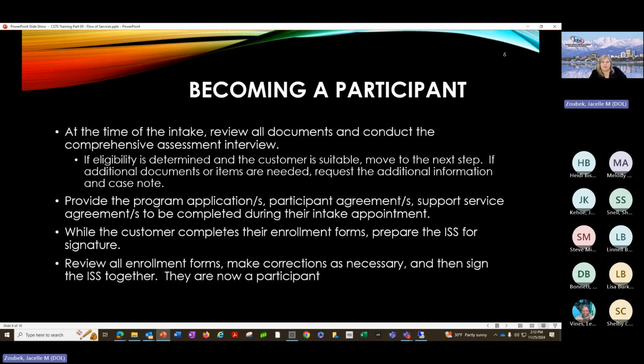Once they sign that ISS with you, they are a full participant. You can start counting money towards them, expending funds on them, whatever that may be. So they go from inquiring, asking about the program, and then being asked, we ask them to provide us with information. Then they get their specialized one-on-one appointment. And then many times from there, whether it be one appointment, two, three, however many it would take based on their individual circumstance, they could then become an enrolled participant. Any questions so far?